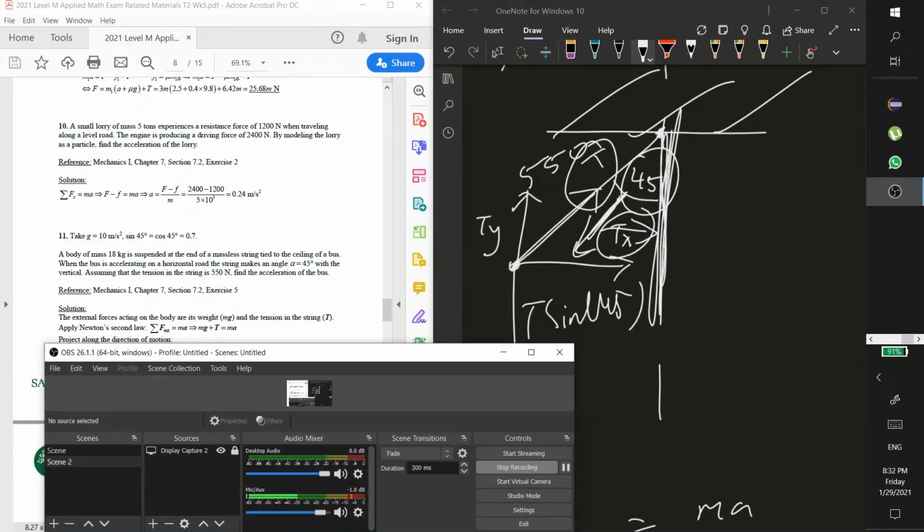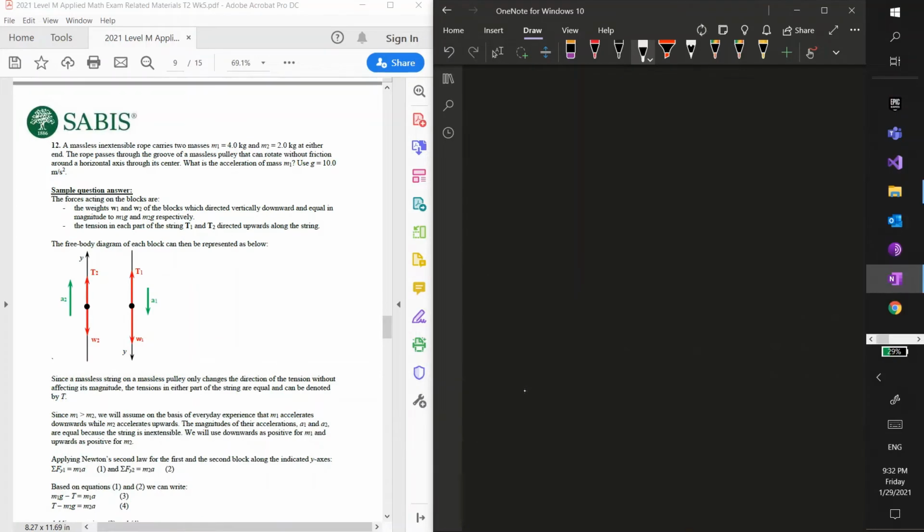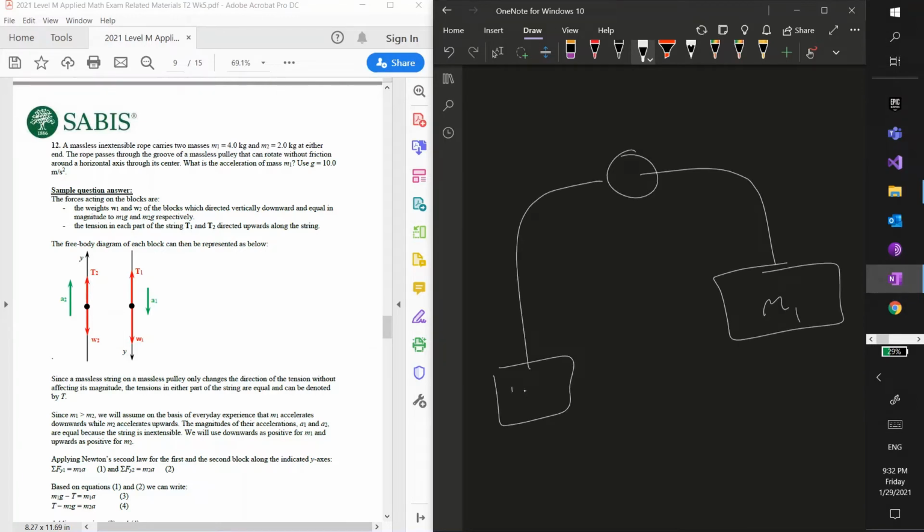That's it. Okay, so question number 12: a massless inextensible rope carrying two objects, M1 and M2, passing through a pulley. M1 has a mass of 4, M2 has a mass of 2. If you were to let them go, the heavy one goes down, the light one goes up. So the direction of motion here is downwards, and the direction of motion here is upwards.